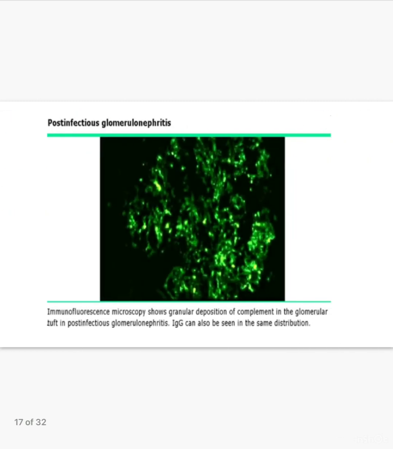Now moving on to the next one, that is post-infectious glomerulonephritis, PSGN, guys, after a streptococcal sore throat infection. So here also it looks like a starry sky appearance in your immunofluorescence, again an important thing that you need to know.